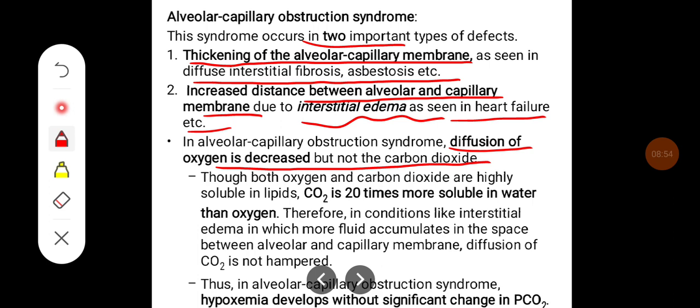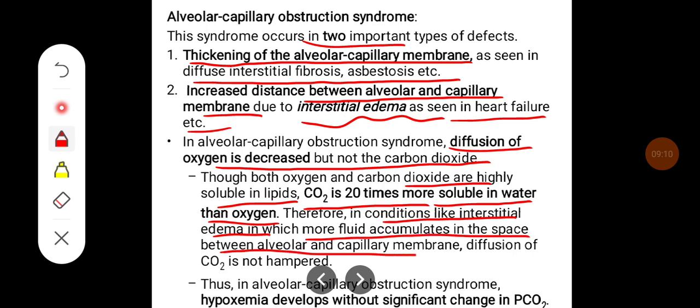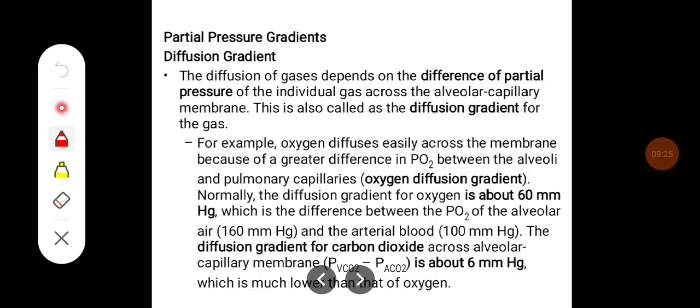Though both oxygen and carbon dioxide are highly soluble in lipids, carbon dioxide is 20 times more soluble in water than oxygen. Therefore, in conditions like interstitial edema, in which more fluid accumulates in the space between the alveolar capillary membrane, diffusion of carbon dioxide is not hampered. Thus, in alveolar capillary obstruction syndrome, hypoxemia develops without significant change in the partial pressure of carbon dioxide.